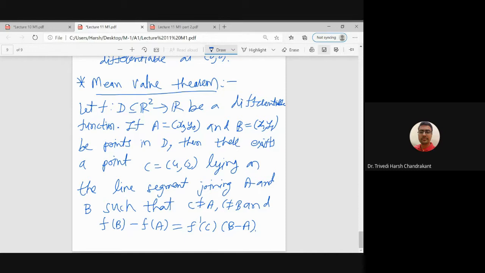So what is A here? A is two coordinates, x naught, y naught. Similarly, B is two coordinates, x1, y1. And here F dash C is basically the gradient. Okay, so let us stop this lecture here.